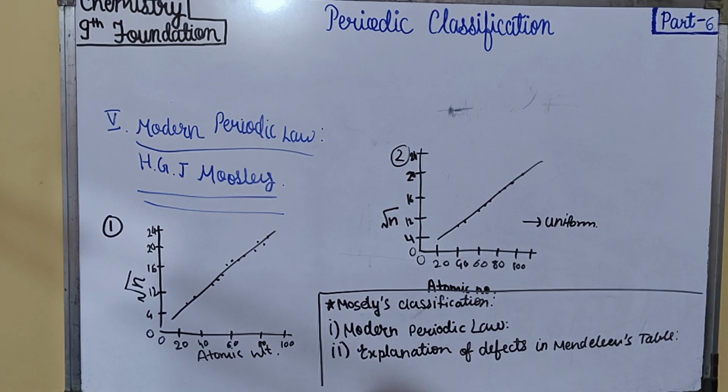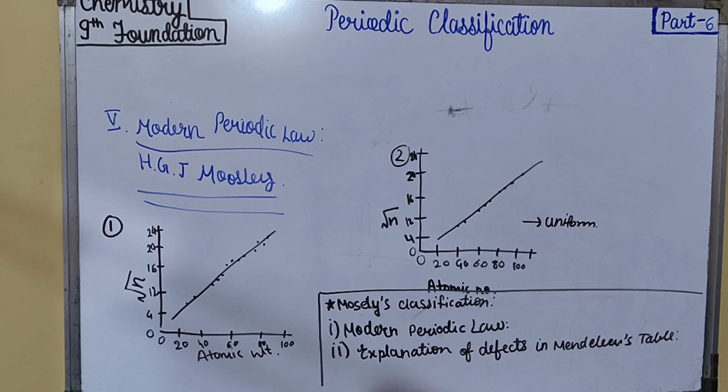Second was position of isotopes. Although isotopes of an element have different atomic masses, they have the same atomic number. So according to the modern periodic law, they should be allotted only one place in the table, as was not the case in Mendeleev's periodic table.